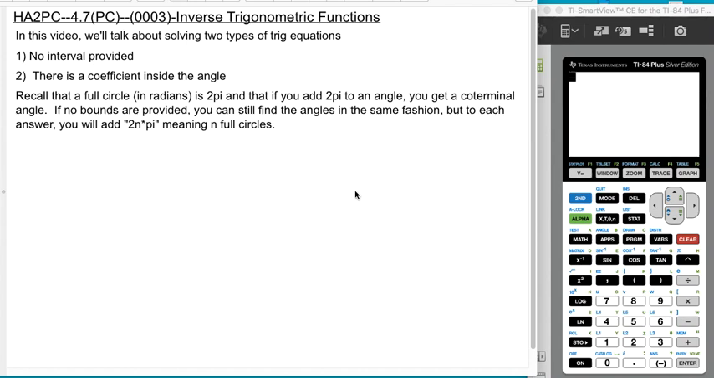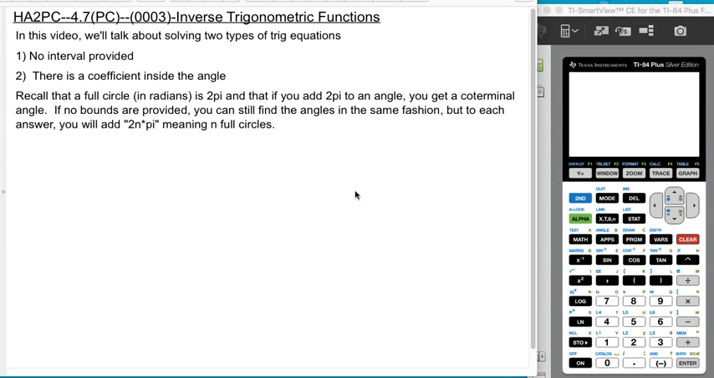All right, this is Honors Algebra 2 Pre-Calculus. We're doing 4.7. This is the third video in this section, and we're still doing inverse trig functions. So in this video, we're going to talk about solving two types of trig equations. One, those with no interval provided, and two, the kind that have a coefficient inside the angle.